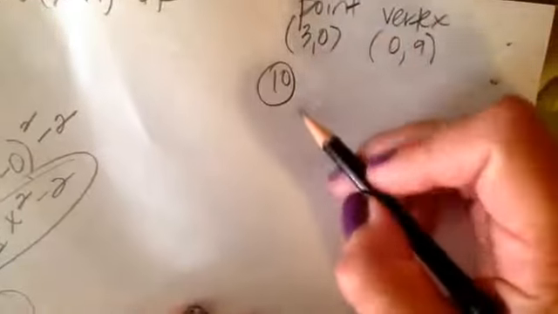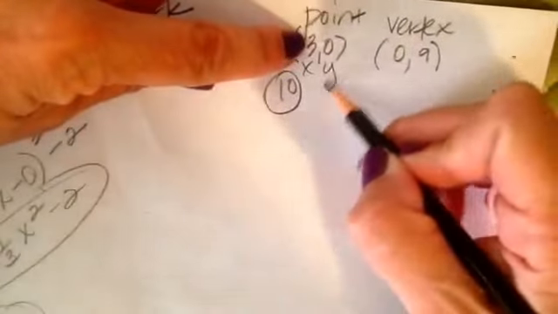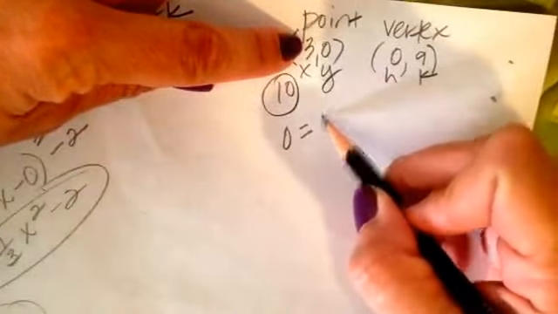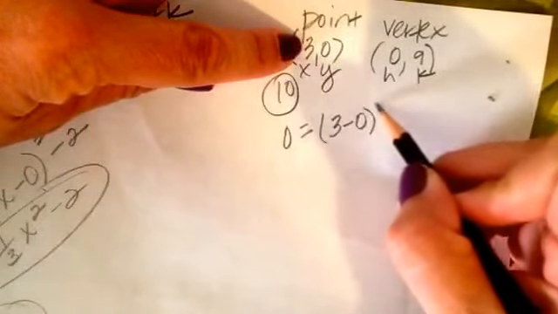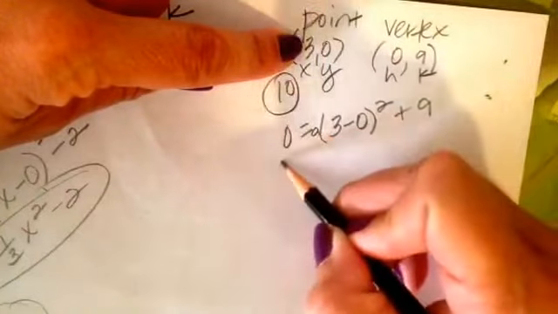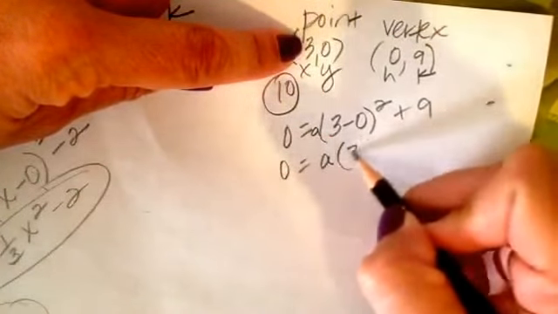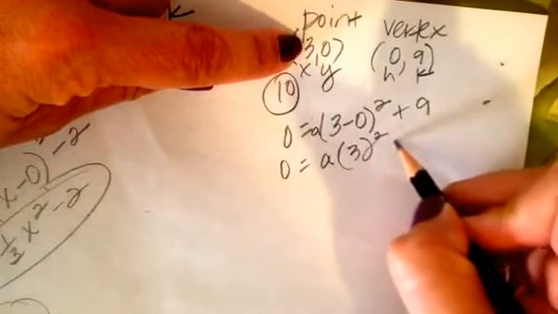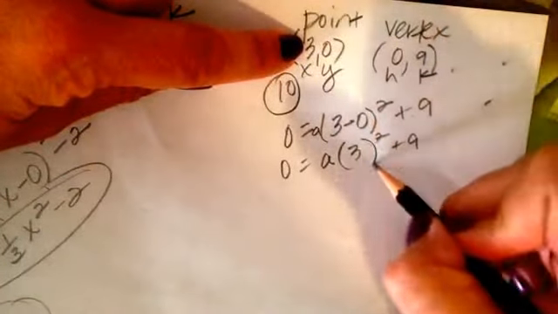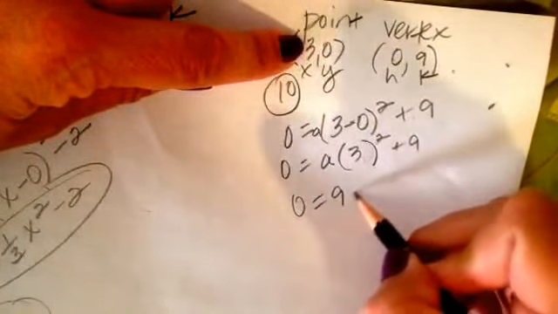Again, this is number 10. So I will put, there's my h, k: y equals A times the quantity x minus 0 squared plus 9. Oops, A. 0 equals A times 3 squared plus 9. 0 equals 9A plus 9.